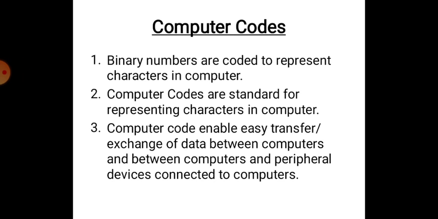Point number 3. Computer code enables easy transfer or exchange of data between computers and peripheral devices connected to computers. Students, data is exchanged between two computers using computer code. Also, data is exchanged between computer and peripheral devices. That is, peripheral devices are nothing but input-output devices. In this case also, data is exchanged using codes.